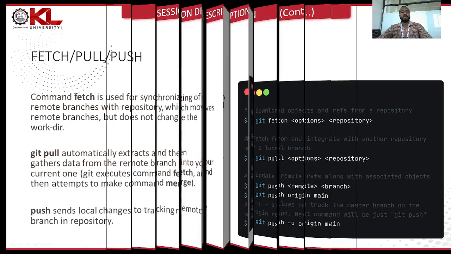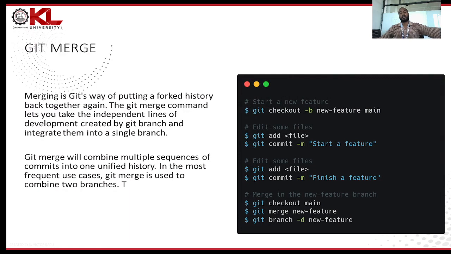Now the next one, you see this one. Git merging is very important. Basically, if we have multiple branches, in any case I need the features of two branches. In that case, what I need to do is take them into one branch. So merging is Git's way of putting a forked history back together again. The git merge command lets you take the independent lines of development created by Git branches and integrate them into a single branch. That's what they are telling. Multiple branches, we just integrate them into one branch, depending on our convenience.